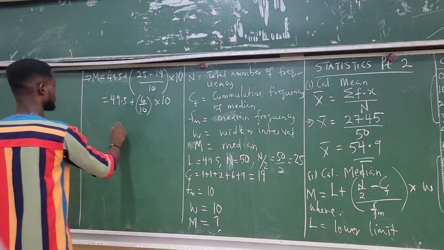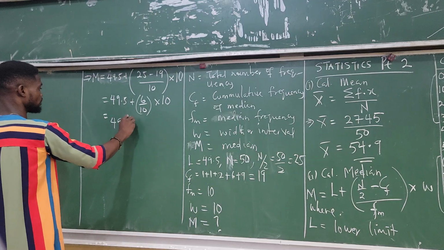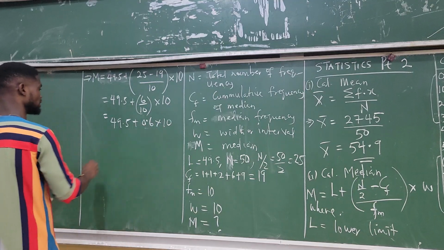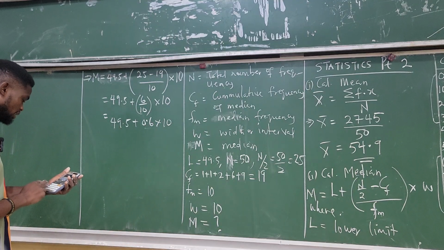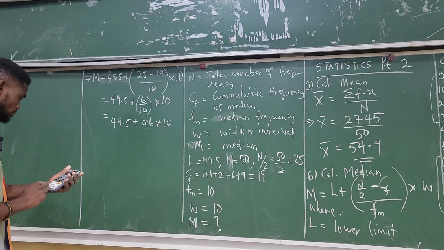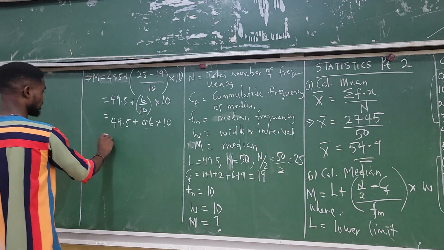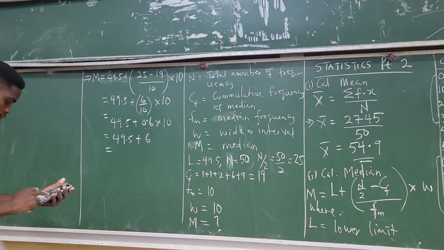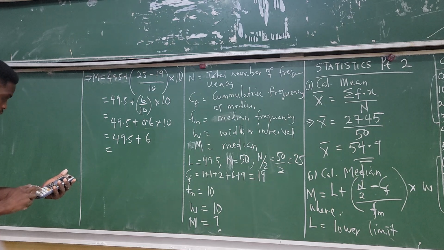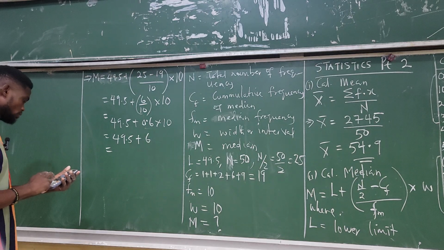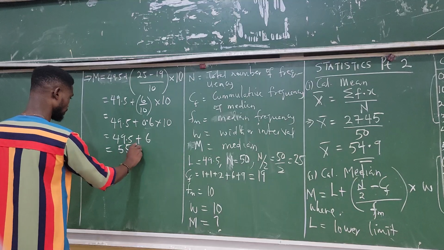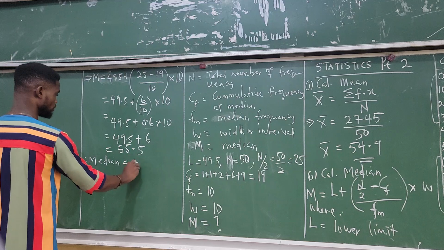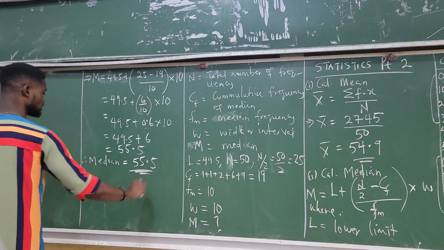So we have 49.5 plus 0.6 times 10. Multiply this. So 0.6 times 10 is 6. So we have 49.5 plus 6, which will give you 55.5. So therefore the median is 55.5. That is our median.